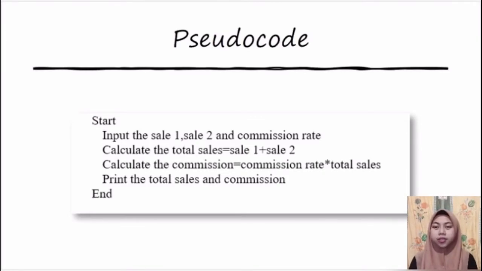For the pseudocode, it begins with start, then input the cell 1, cell 2 and commission rate. Calculate the total cell equals cell 1 plus cell 2. Calculate the commission equals commission rate multiply total cell. Print the total cell and commission. And we close the pseudocode with end.